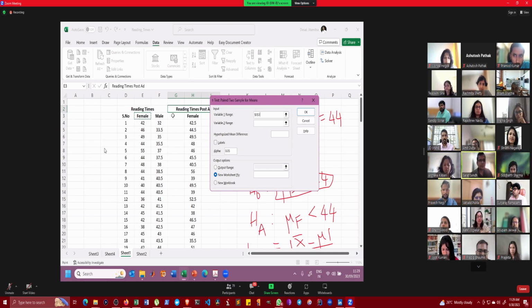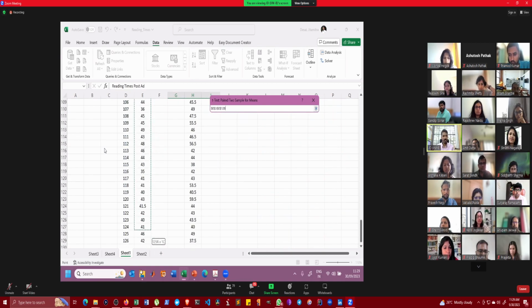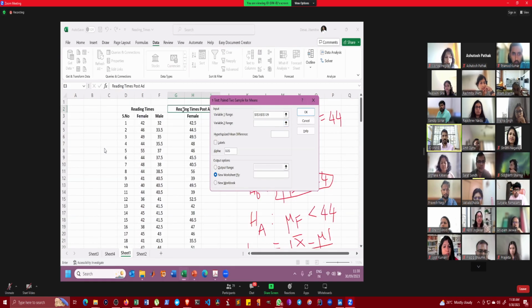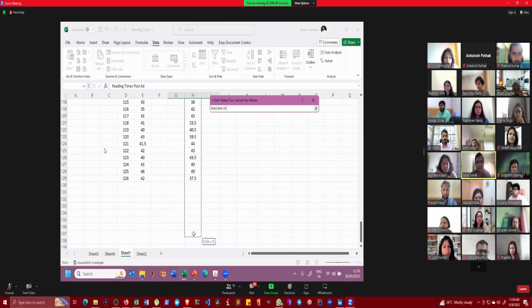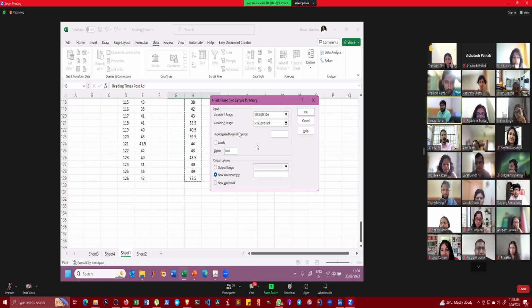Pre-reading would be variable 1 and post will be variable 2. It doesn't matter. But the range should be equal for both. The male and female counts are different. While selecting the variable, we have to take the same range. What do we mean by the same range? I will have the exact same number of observations because I'm comparing females to females. The same set of 126 females before the ad and after the ad.